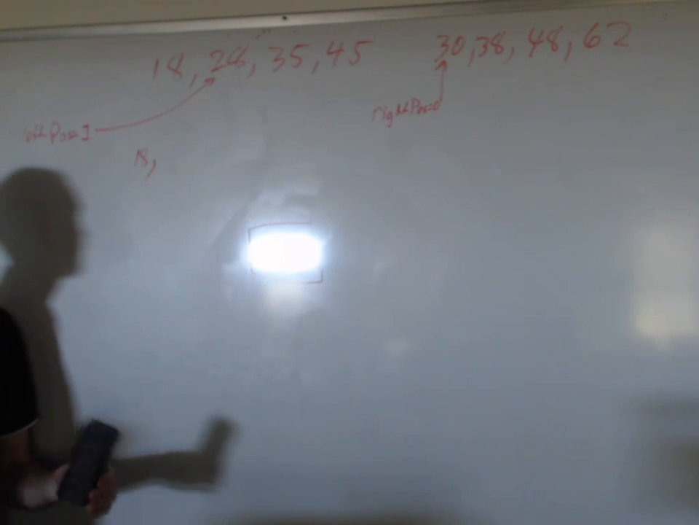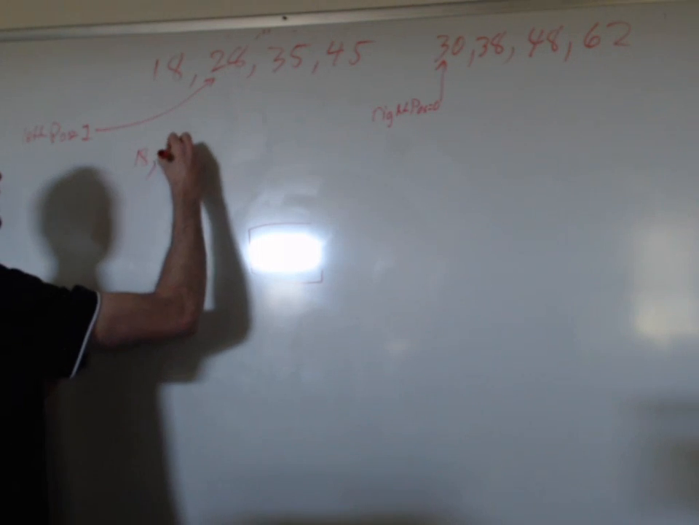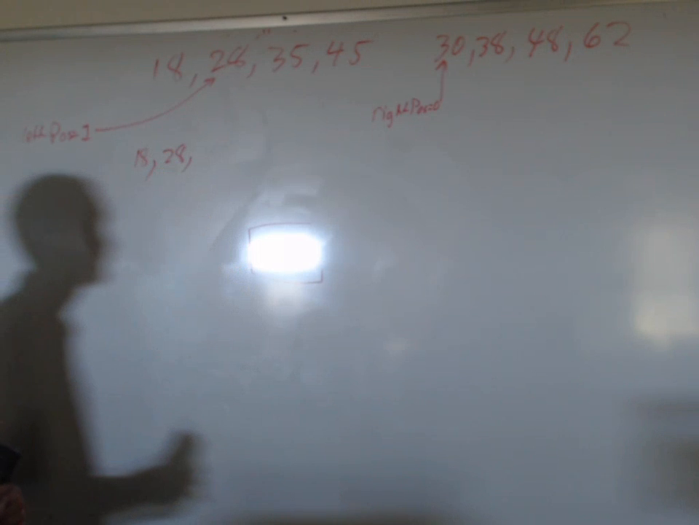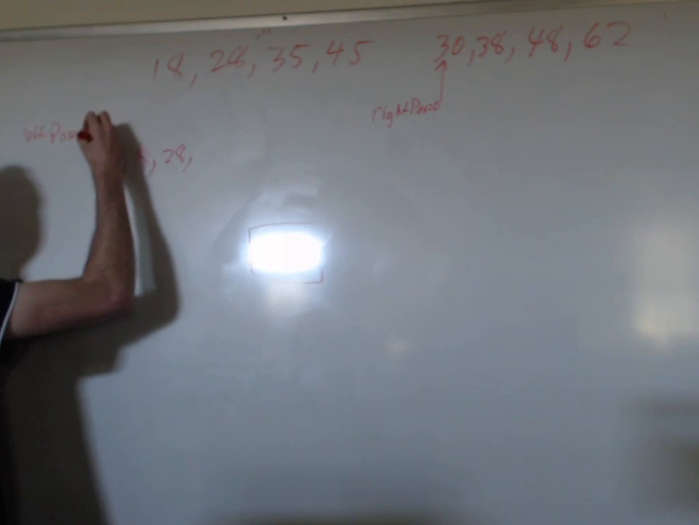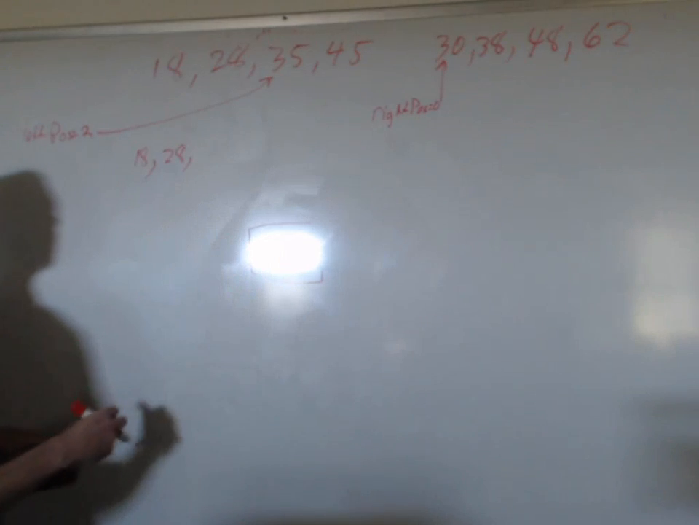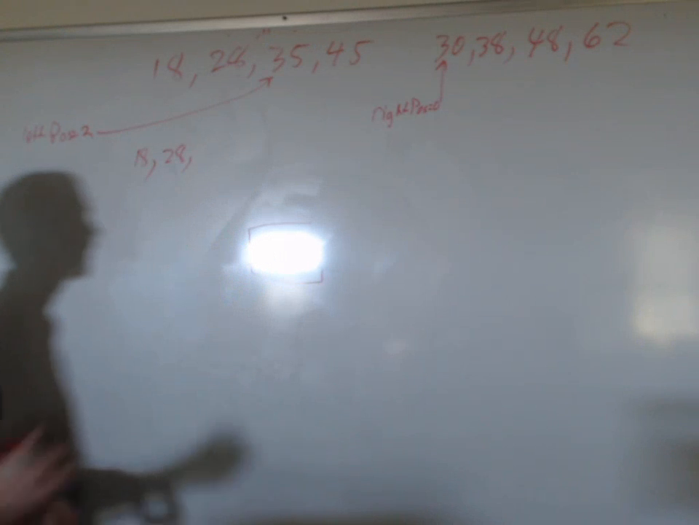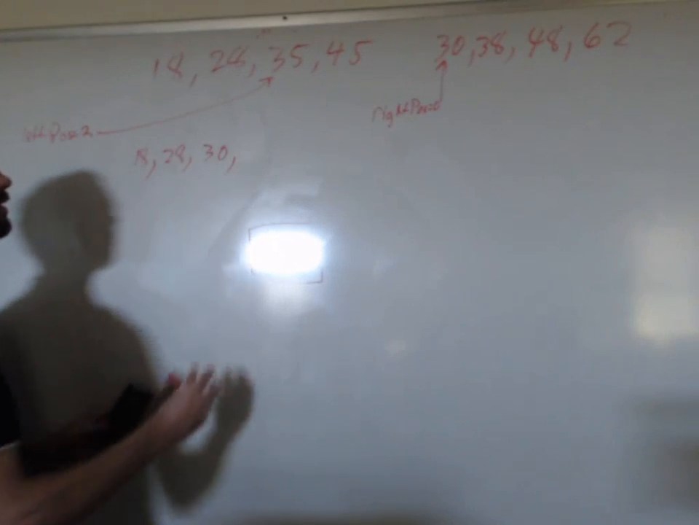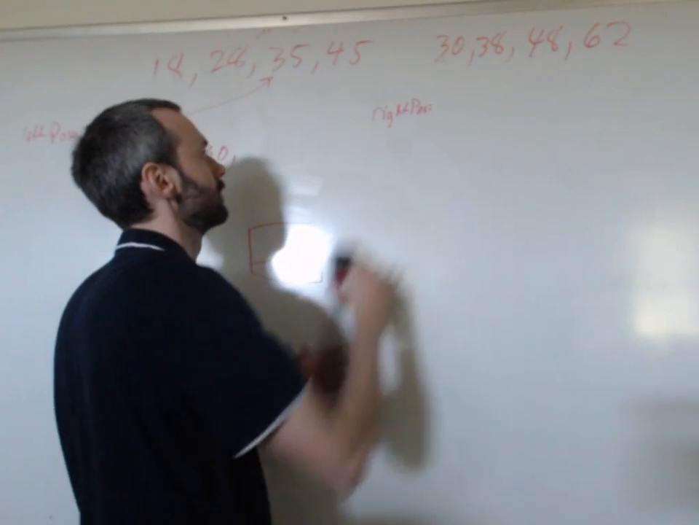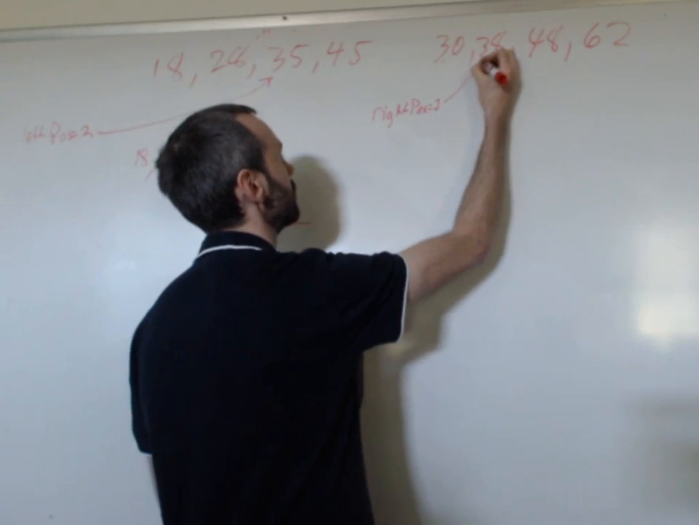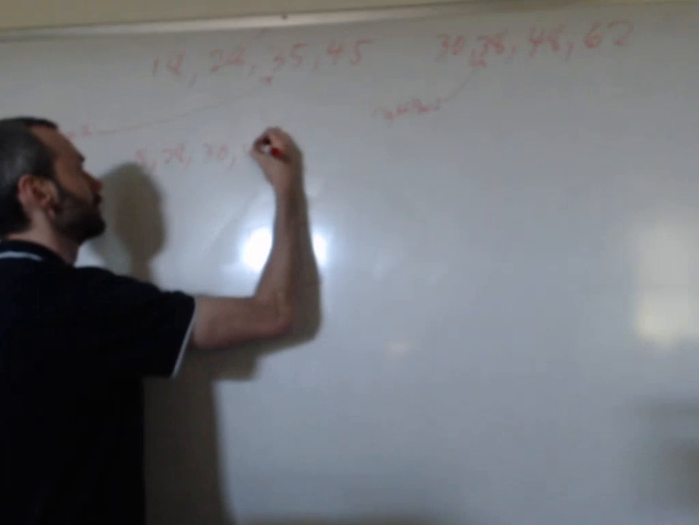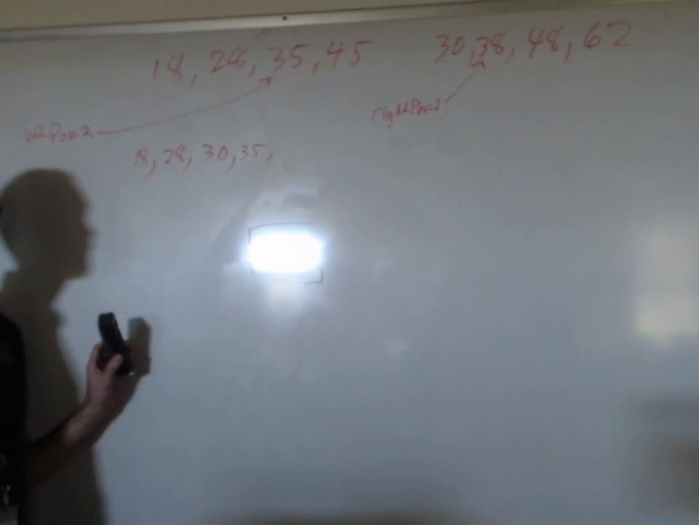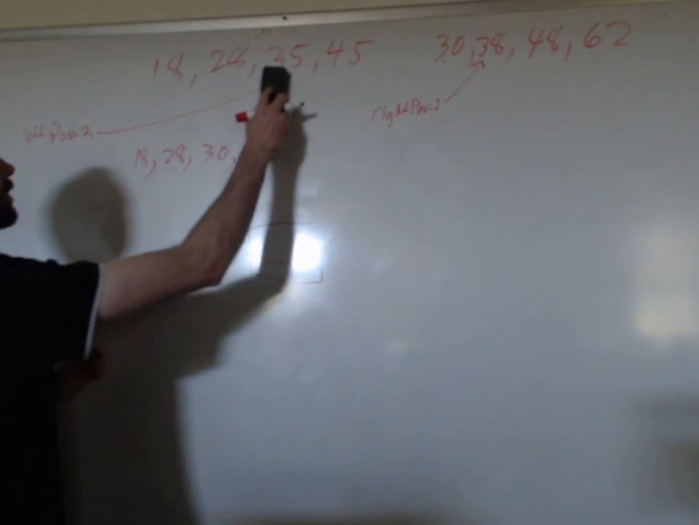30 and 28? 28. So we put the 28 here, and then we increment left position. So 30 and 35? 30. And we increment right. All right. 35 and 38? Okay. And increment left.